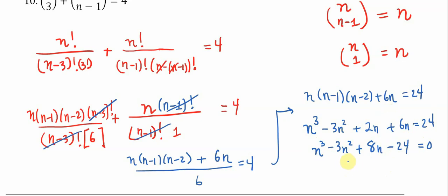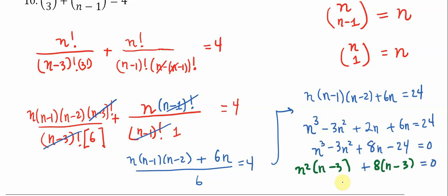Then we're going to continue and factor this cubic by regrouping. We're going to take this first group and this second group. From the second group, we're going to factor out an 8, so 8 times n minus 3. And from the first group, we're going to take out an n squared, so n squared times n minus 3. All of this is equal to 0.